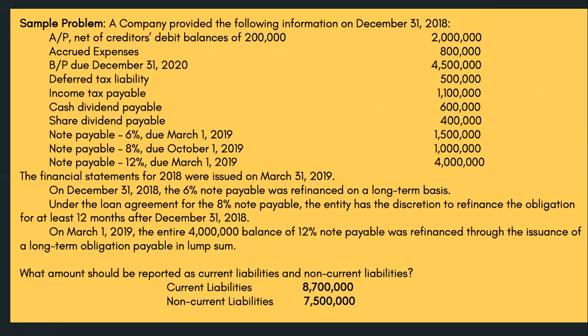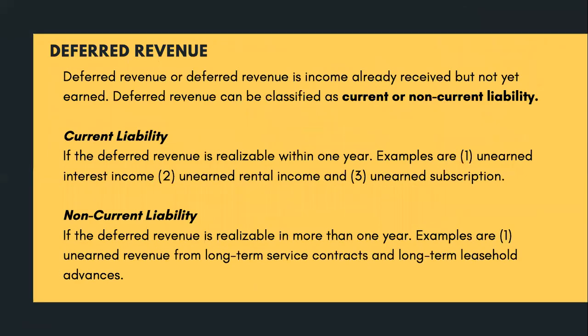So aside from examples of liabilities, part of the liability account is the deferred revenue. Deferred revenue or unearned revenue is income already received but not yet earned, di ba? So gibayaran ta daan before ta naka-render services or nagatag og goods. So bayad una before gamit. That is deferral or unearned revenue. Deferred revenue can be classified as current or non-current liability. So pwede sa current, pwede sa non-current liability.